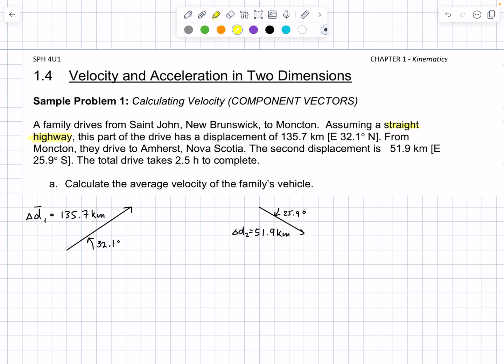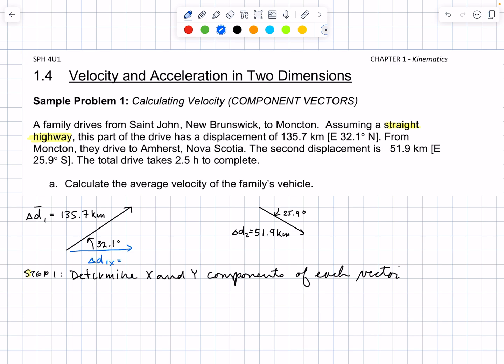I've drawn rough sketches of each of the individual displacements, delta D1 and delta D2. When answering this question using component vectors, the very first step is to break each vector into x and y components. I'm going to draw these x and y components. Delta D1x is the adjacent with respect to the hypotenuse and the angle, which represents the cosine trigonometric ratio.